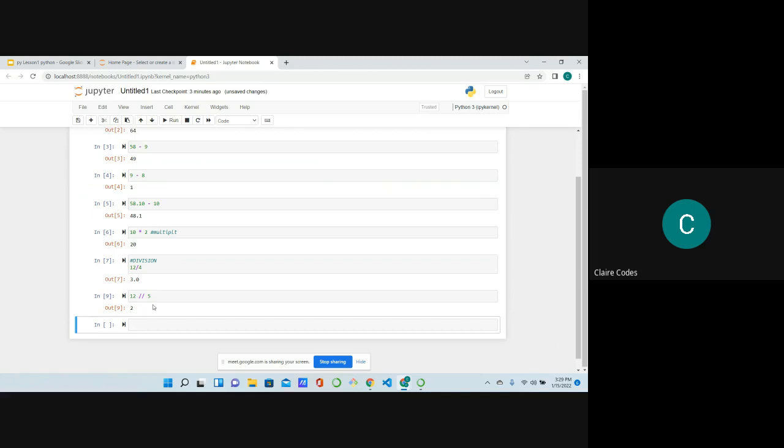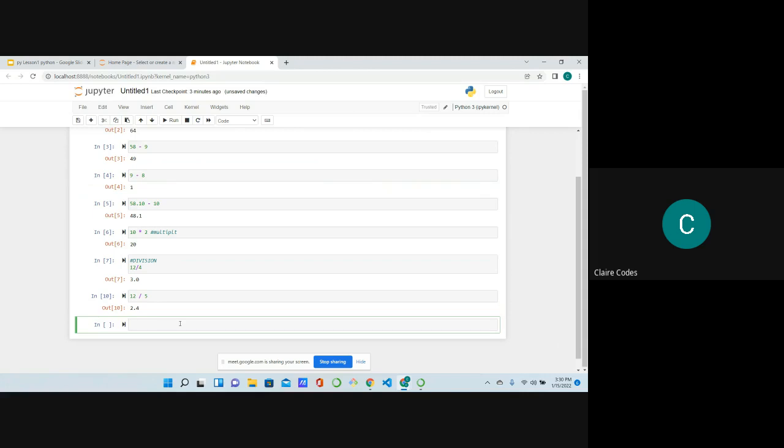But if we had 12 slash 5, then it will not round off. So you get the difference when we're dividing. If we use the two slashes, we're rounding off and we're getting a whole number. If we use one slash, then we are not rounding off, and our result is going to be a decimal point.